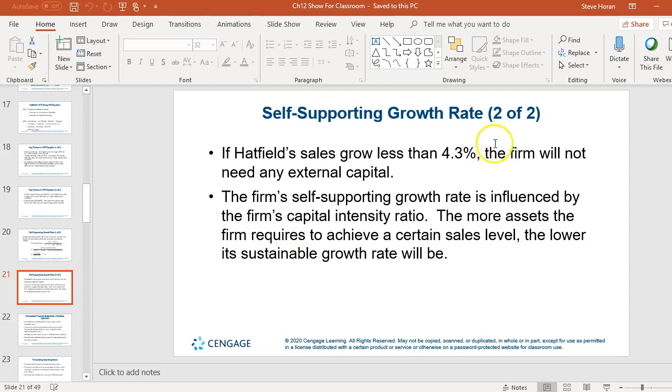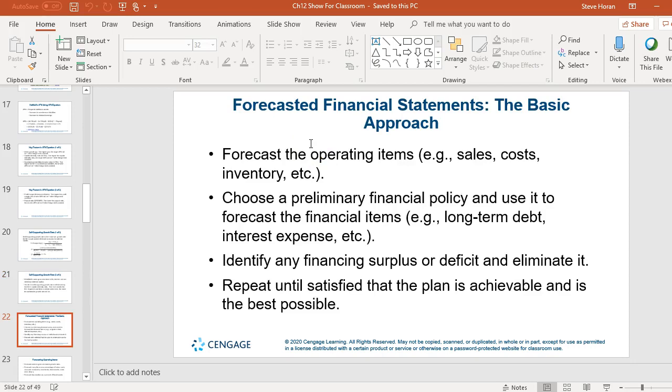Okay. So if we came up with a plan for next year and we decided that 4% should be our growth goal, maybe that's what we just think is realistic, then I don't need to do any additional financing. I should be able to self-support that through the increase of retained earnings and so on. Okay. But that's an important thing to remember.